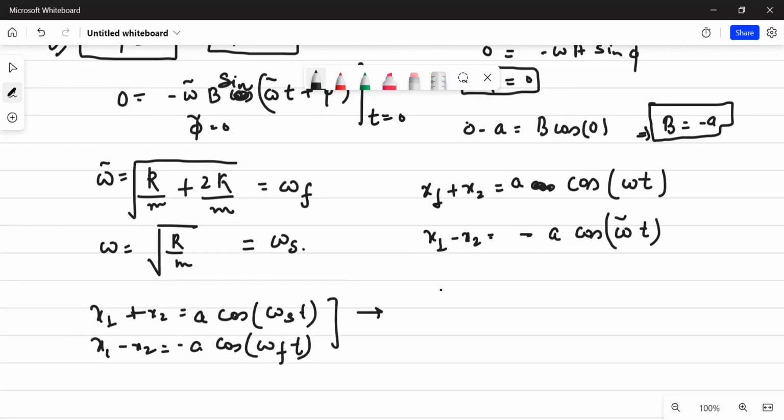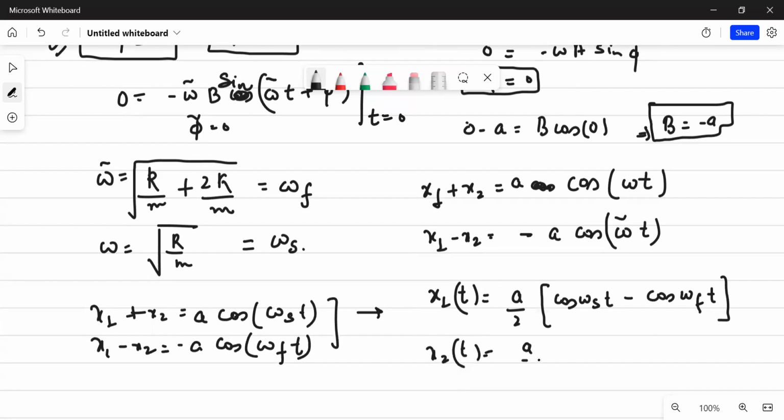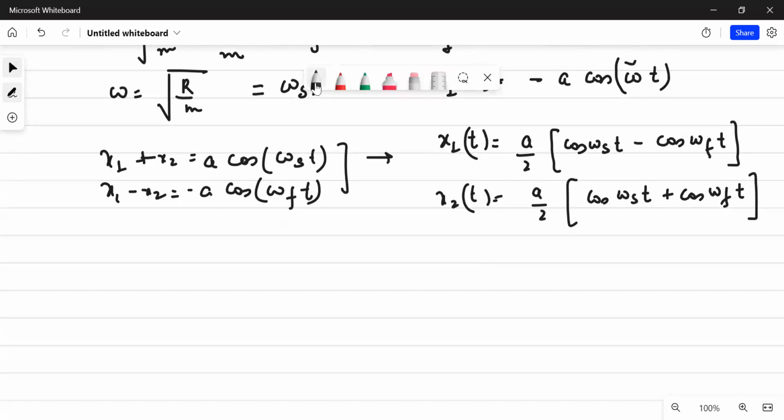If you add them up, you'll get x1 as a function of time, and that would be, I think, 1 over 2, so I'll write a upon 2 cos omega s t minus cos omega f t. And I told you yesterday that we use certain symbols that I'll use later on. So x2 will be a by 2 times cos omega s t plus cos omega f t. I think this is quite clear. So x2 as a function of t, x1 as a function of t, you know.